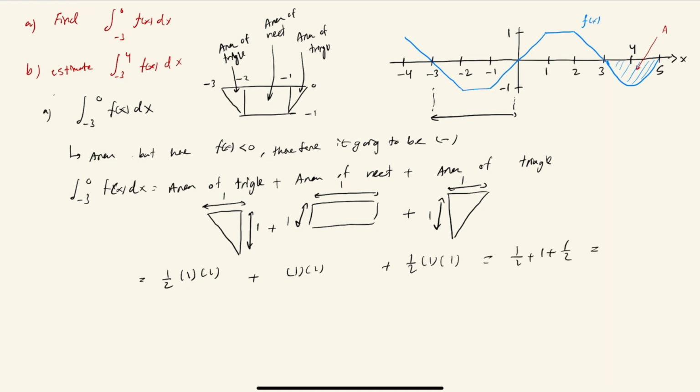This is going to be equal to half plus 1 plus half, and that resulting area is going to be 2. Again, the definite integral is going to be negative since the area is below the x-axis. Therefore, it's going to be negative 2.